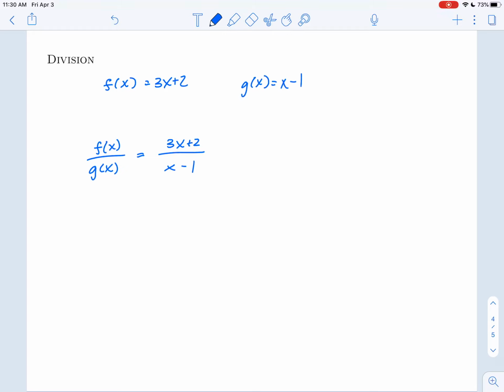All right, that wraps up all those operations we can do with polynomials.